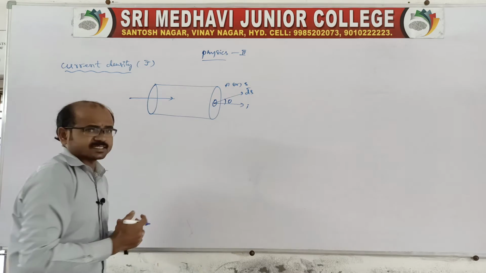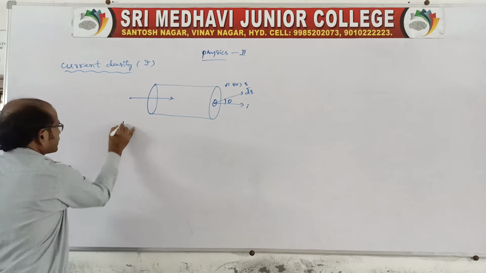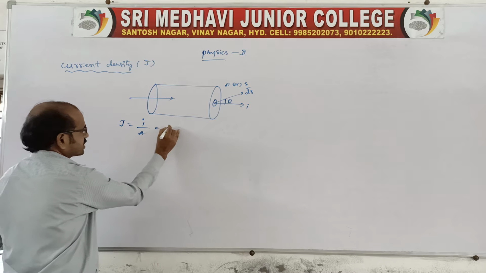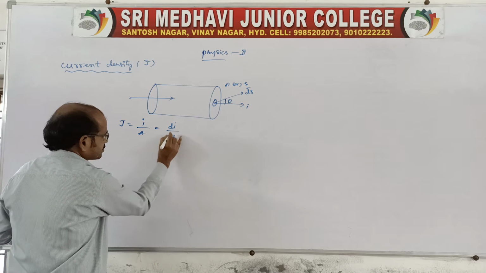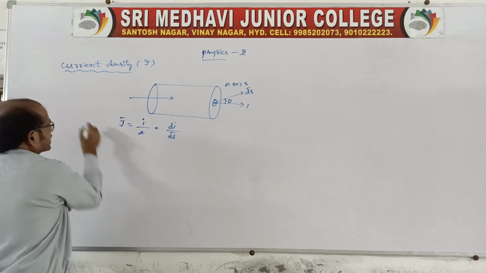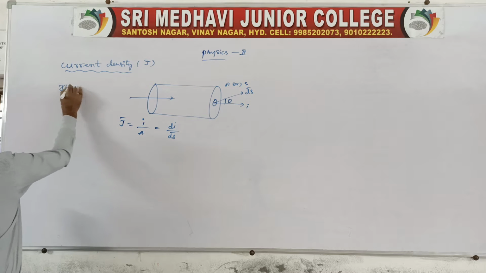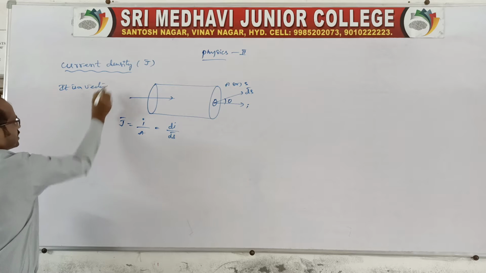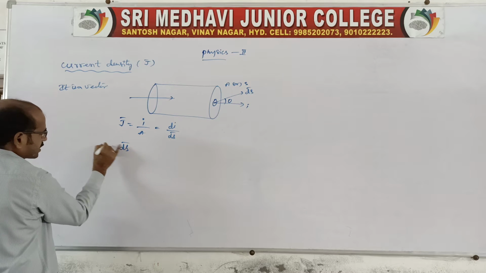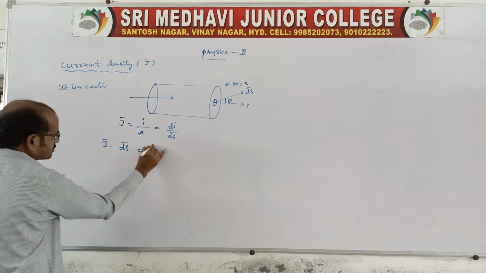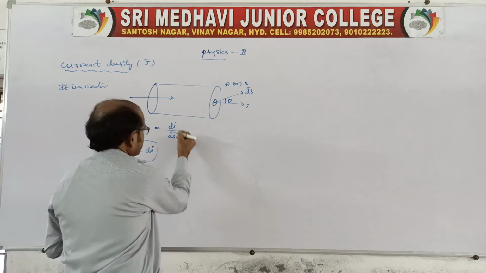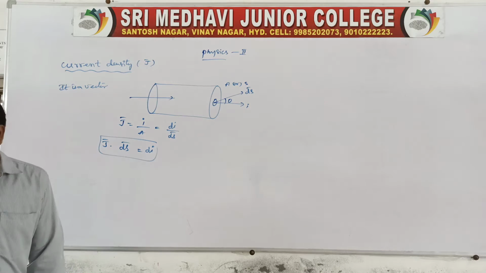Therefore, the current density is the current per unit area of cross section, or di by ds bar. Here the current density is a vector. You remember everyone, it is a vector. Therefore, J bar is equal to di by ds, so J bar dot ds bar is equal to di. Di by ds is the current per unit area of cross section.